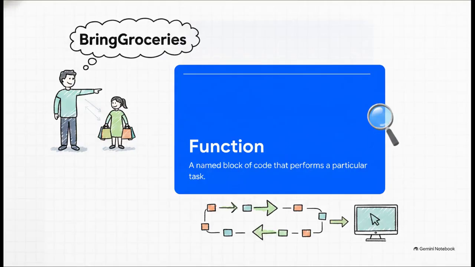So, think of a function kind of like asking your younger sibling to do a household chore. You give the task a specific name. Let's say, bring groceries. You tell them exactly what you need, and they handle all the repetitive walking and carrying for you, right? In coding, a function is literally just a named block of code that performs one particular task. It saves you from writing the exact same lines over and over again and keeps your program perfectly organized.